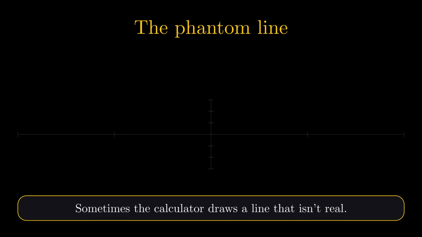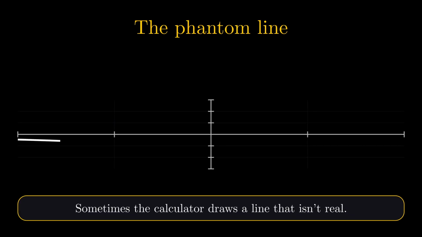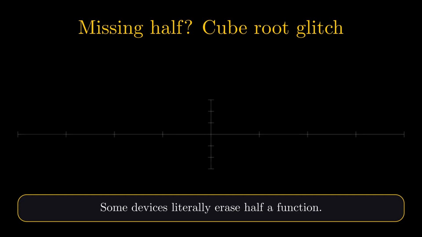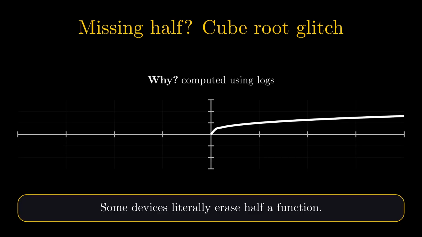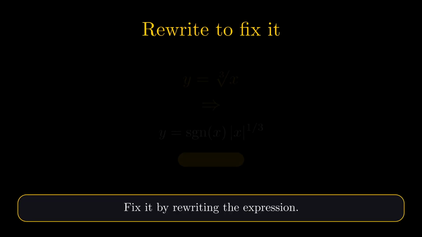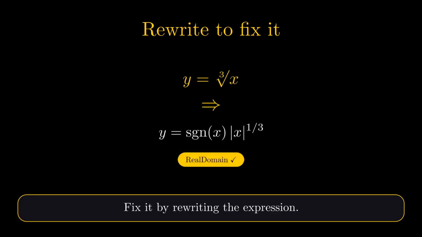A classic trap, a vertical phantom line. It's not real behavior. It's your device connecting sampled points. Change scale or use dots. Some calculators compute cube roots using logs, and that can literally erase half the graph. The fix is to rewrite it in a real domain-safe form. When a device breaks a function, rewrite the expression. Same math, safer computation, correct graph.